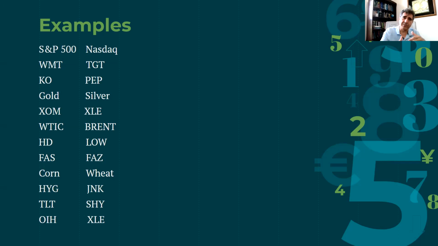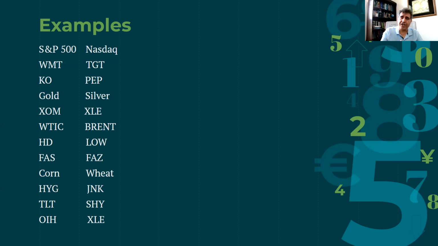How about last week, we talked about West Texas Intermediate, WTI, and Brent. That's another idea. Home Depot and Lowe's. Triple, we talked about inverse financials versus the leveraged financials. These are really short term, but that would be another idea. Corn and wheat in agriculture futures. How about HYG and JNK? These are high yield bond ETFs, the junk bonds.